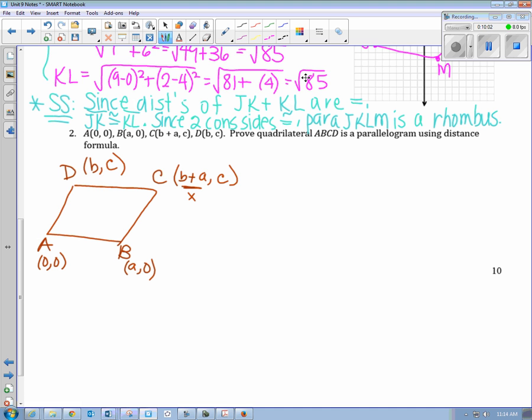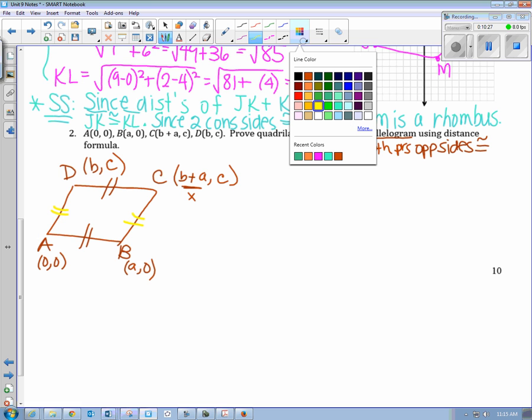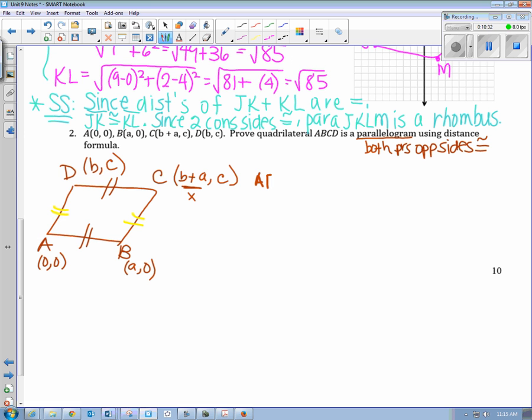If I have to show that this is a parallelogram using distance formula, what that means is that I have to show that both pairs of opposite sides are congruent. That means that I have to show that DC and AB are congruent, and then I also need to show that AD and BC are congruent. So I'm going to work this in pairs. In other words, I'm first going to work on AB and DC and show that they're congruent to each other.